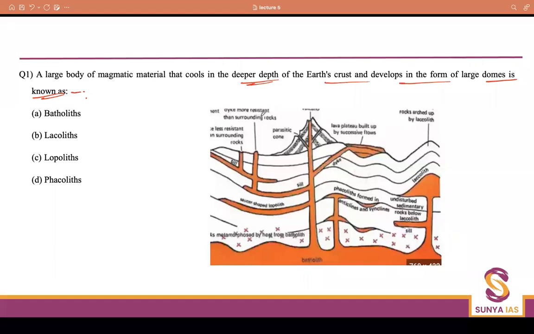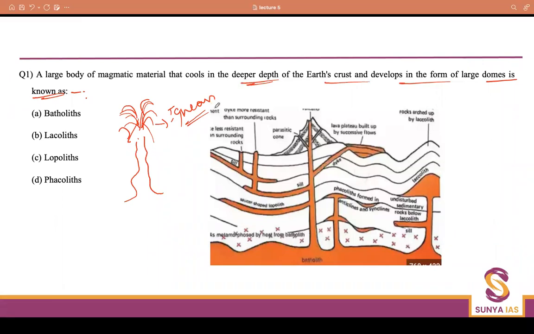We have to first understand that we all know that lava, which is released during any volcanic eruption, when it cools down, turns into igneous rock. This is one thing which you should know over here.